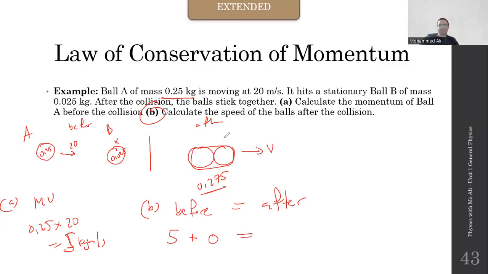What's after? Mass times velocity. I have the mass, 0.275, but I do not have the velocity. I'll just label it as V. Find V. So 5 divided by 0.275 gives me 18.18181. That's a very curious number. 18.2 meters per second.